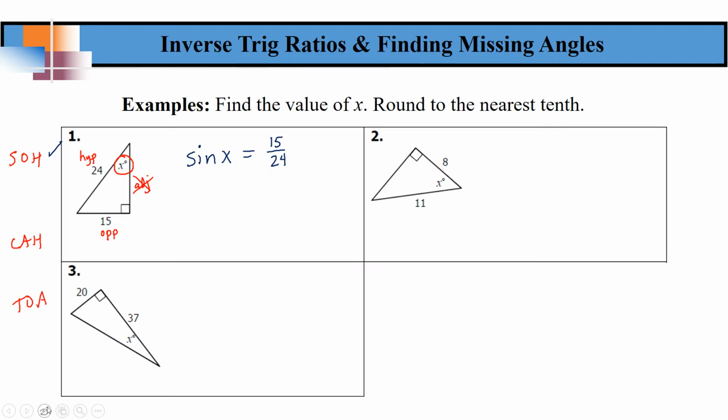Sine is its own operation. So if we want to undo sine, we use the inverse sine. So we need to take the inverse sine of both sides of the equation. Sine with a little -1, like this. But what we do to one side of the equation, we must also do to the other side. Now on the left, inverse sine and sine cancel each other out, leaving us with x equals the inverse sine of 15 over 24.